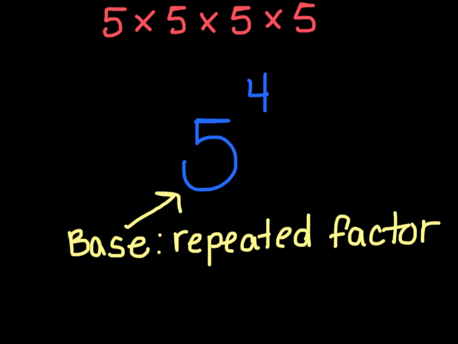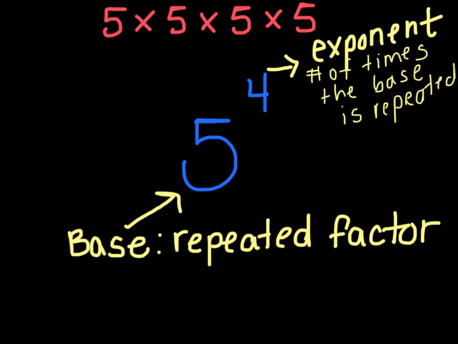The second part of exponential notation is the exponent. The exponent is found by counting how many times the base number is repeated. So how many times is 5 repeated in this problem? Well, it's repeated 4 times, so our exponent is 4, the number of times the base is repeated.